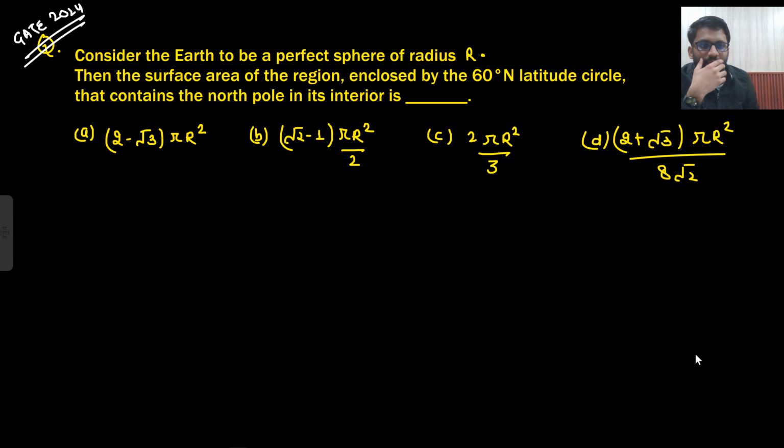Consider the Earth to be a perfect sphere of radius r. This is our Earth, a perfect sphere of radius r. Then the surface area of the region enclosed by the 60 degree latitude circle that contains the North Pole in its interior is. What are they saying? The surface area of the region enclosed by the 60 degree north latitude circle.